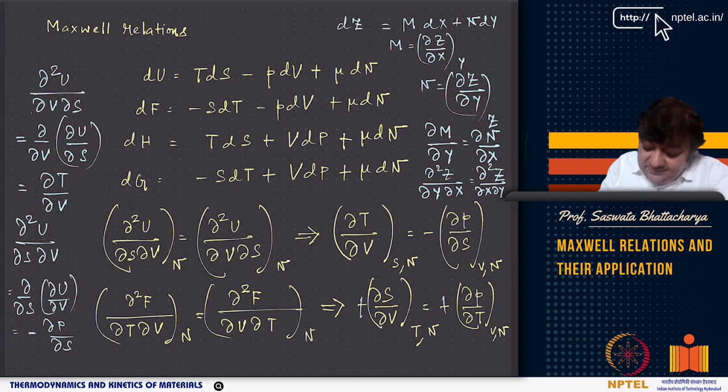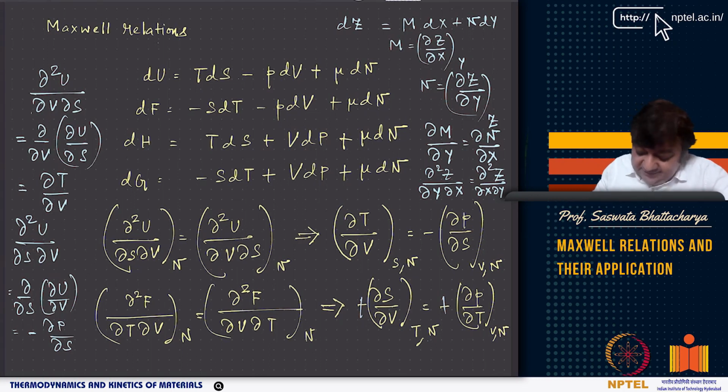Now, if we look at the Helmholtz free energy, we have T and V as its variables, right? So del 2F del T del V is equal to del 2F del V del T. Again, that gives you del S del V is equal to del P del T. How? Because del F by del T equals minus S, and del F by del V equals minus P.